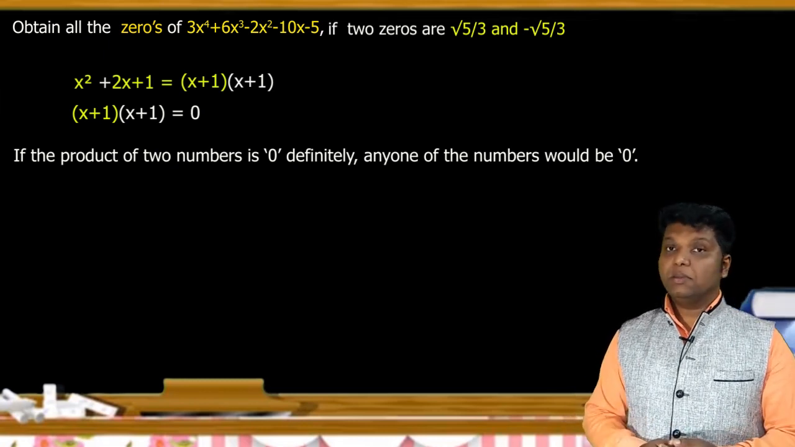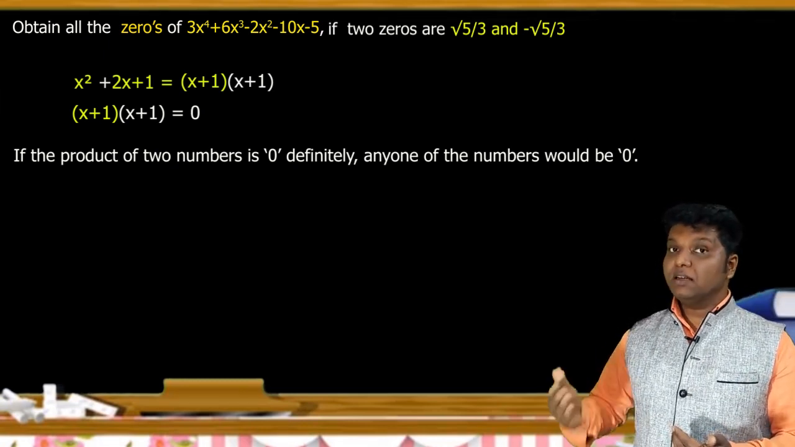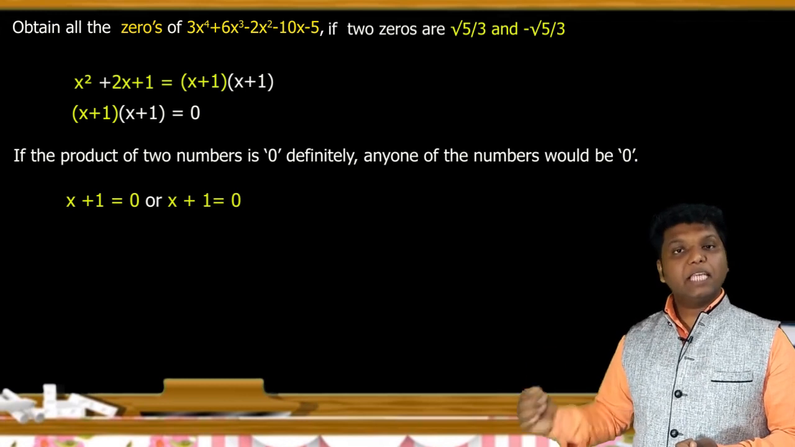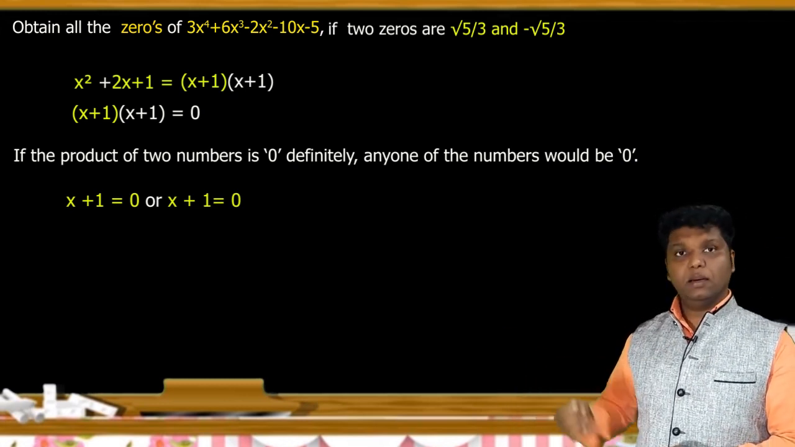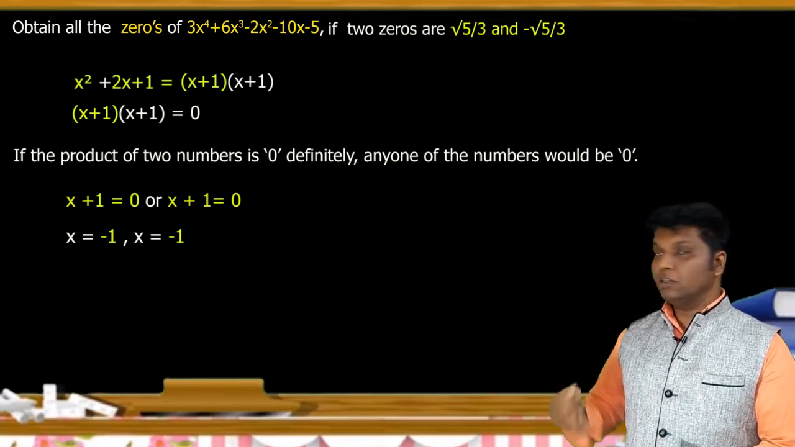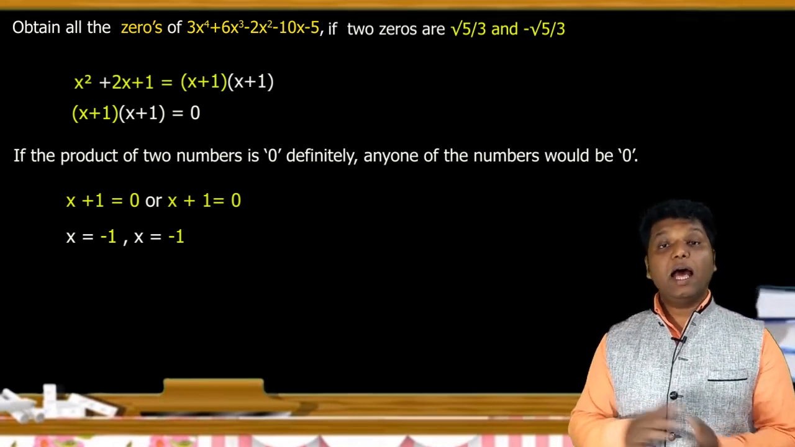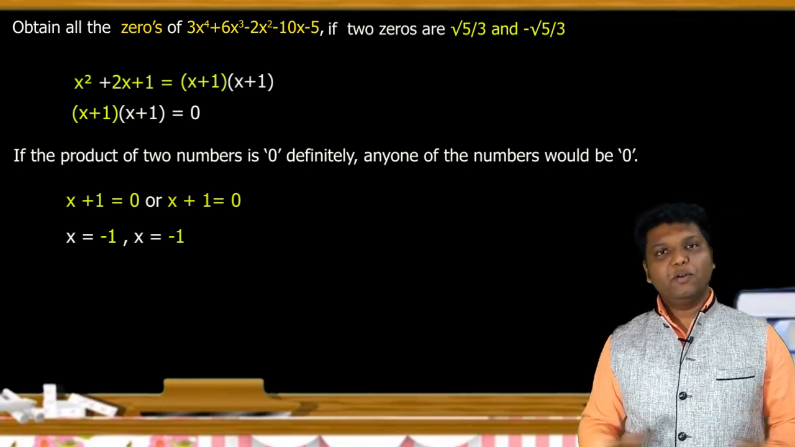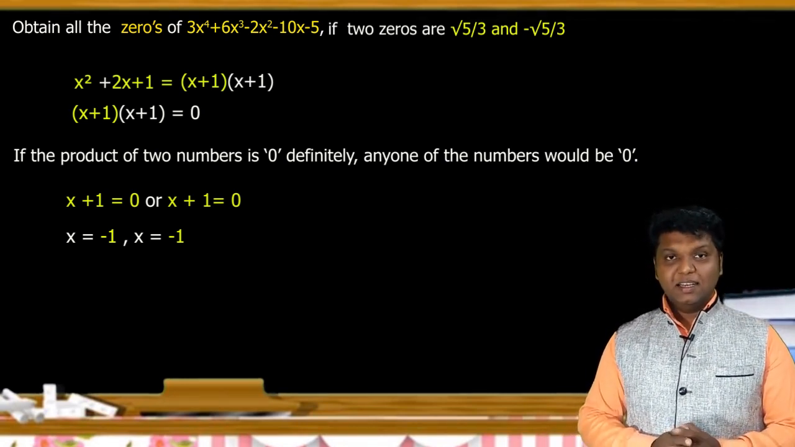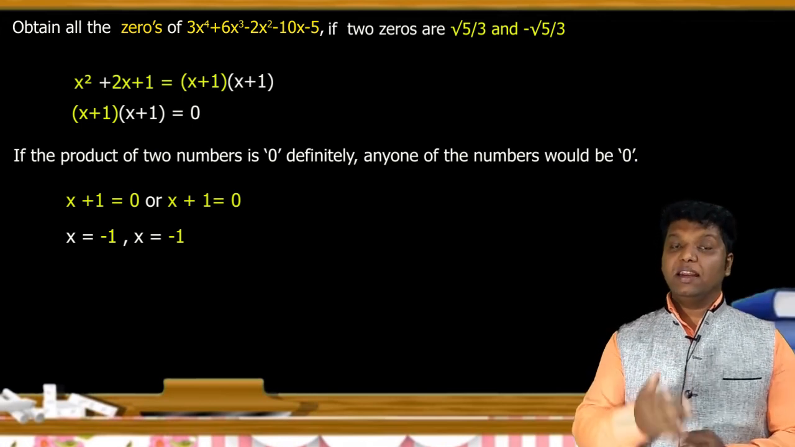Here both of the numbers are the same, so we will write x plus 1 is equal to 0, or again x plus 1 is equal to 0. Then simplifying that, x is equal to minus 1, and on the other side also x is equal to minus 1. So you got another two zeros. What are they? Minus 1 and minus 1. Now you got all the four zeros, isn't it? The first two zeros were given, now you found two zeros.